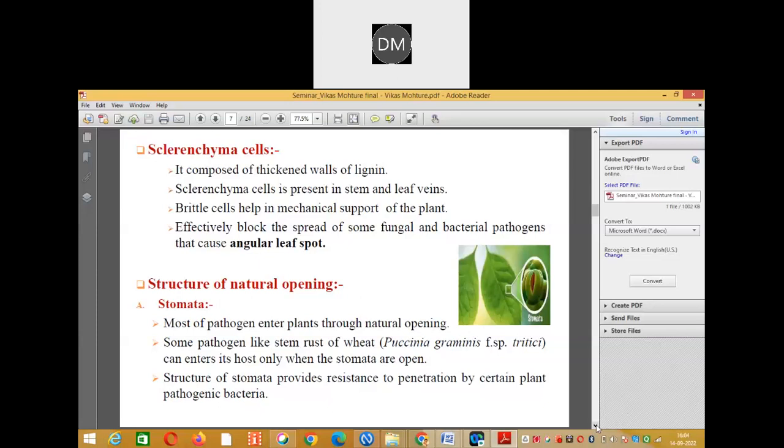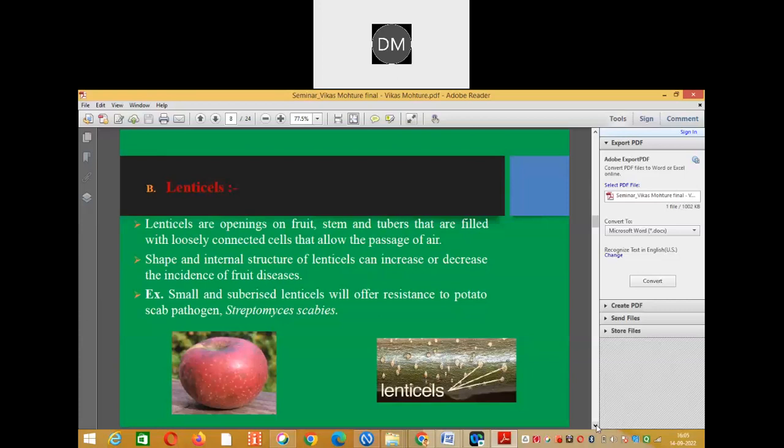Next is the structure of the natural openings. As we know, stomata are mostly responsible for the exchange of gases, but the entry of the pathogen may also be prevented by the stomata. Some pathogens, like rust fungi, enter through the stomata only when the stomata are open. The structure of the stomata prevents penetration by certain plant pathogenic fungi. In the case of Puccinia graminis, again the structure of the stomata prevents its entry inside the wheat plant.